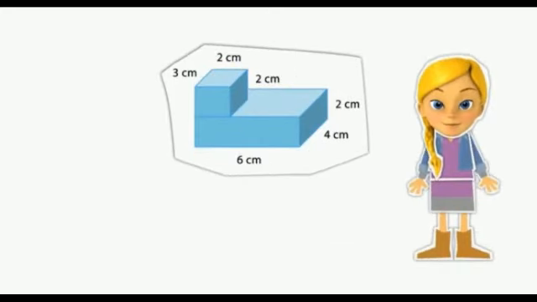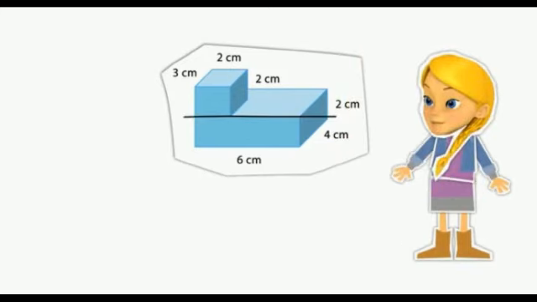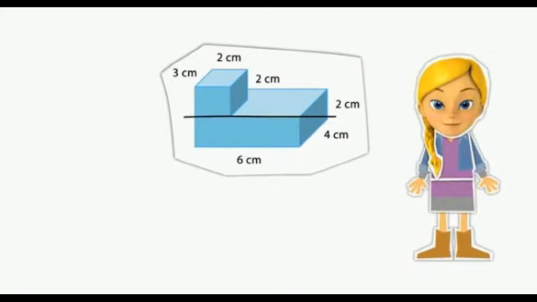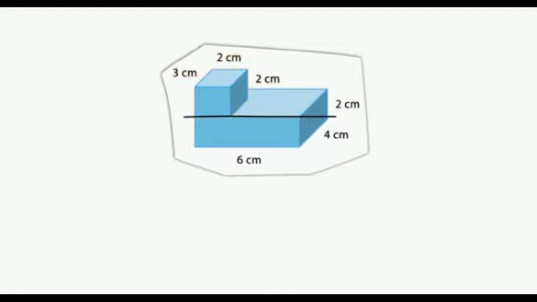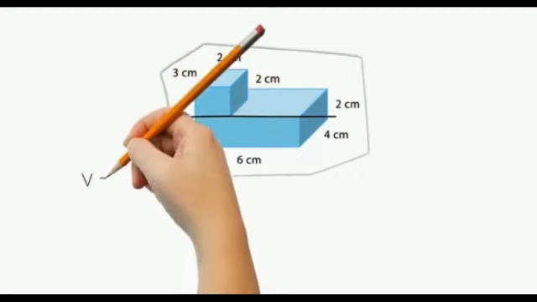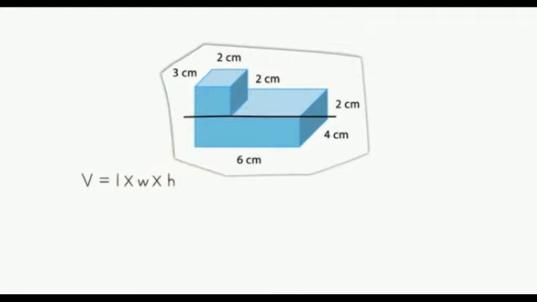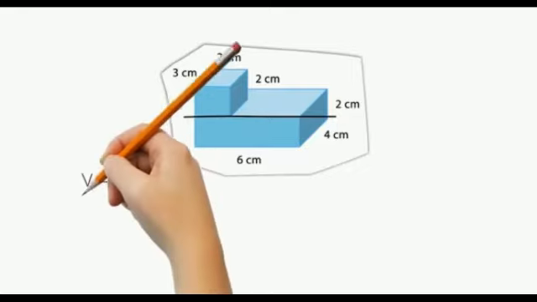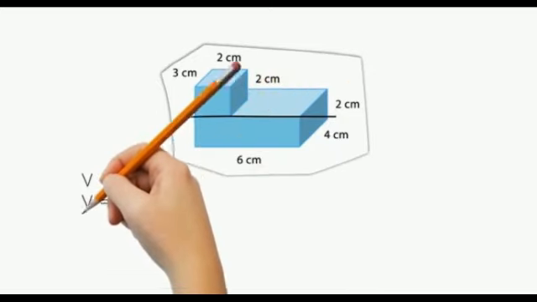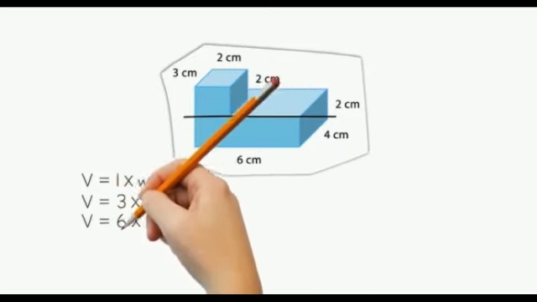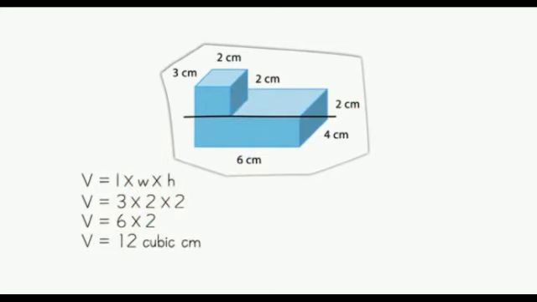Well, the figure we have looks a little different. But if we break it up into two rectangular prisms, we will be able to find the total volume. Okay, this is the top prism after we separated it. Remember, the formula for volume of a figure is volume equals length times width times height. So after we place the values into the formula, we get V equals 3 times 2 times 2. 3 times 2 is 6, and 6 times 2 is 12. So the volume of the top prism is 12 cubic centimeters.